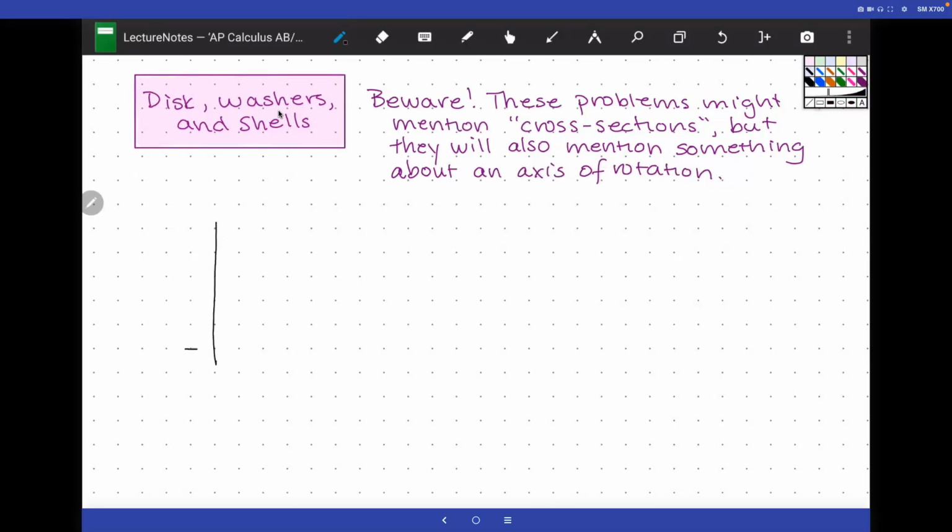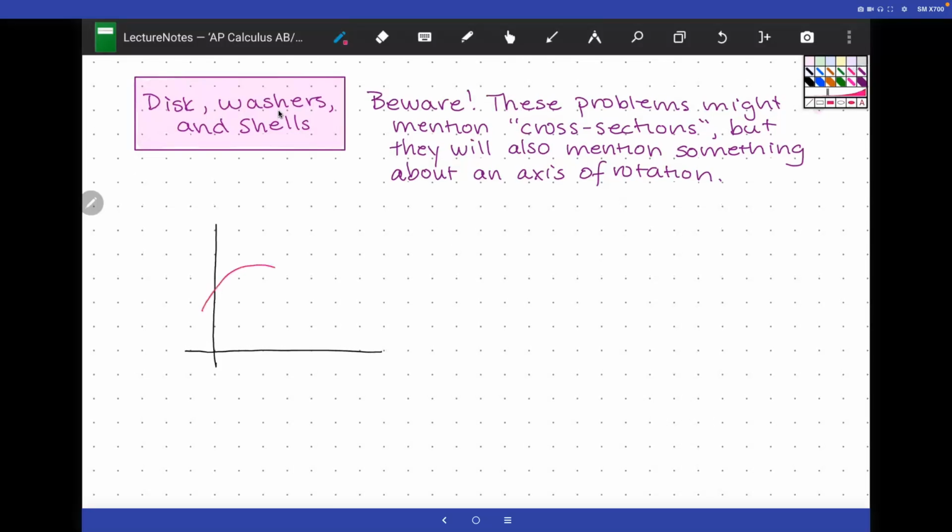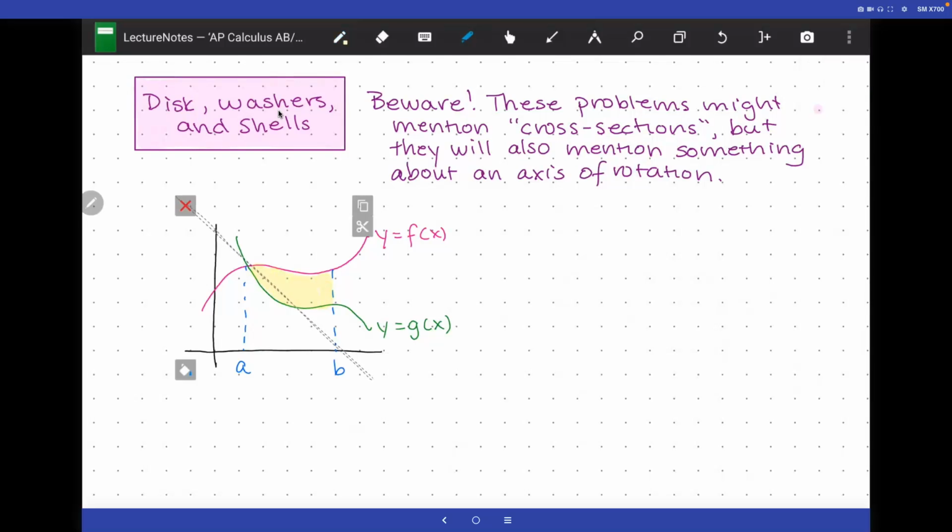I'm basically going to draw that same region we had above. So there's y equals f of x. There's y equals g of x. And from a to b. Now let's not use the same color. So just draw this twice. Oh, I always want to do that.